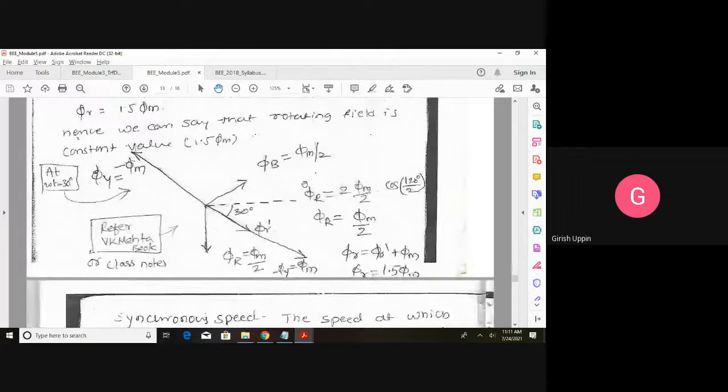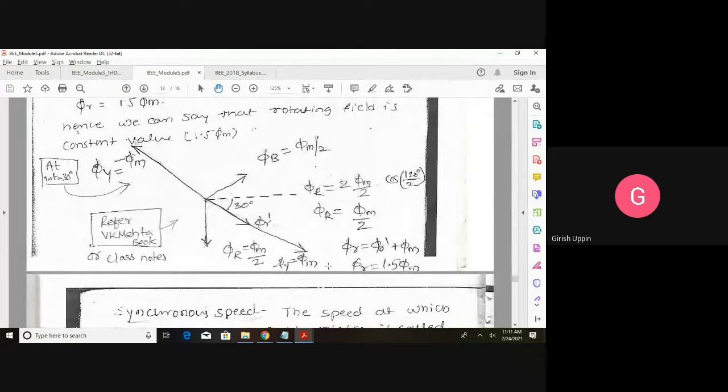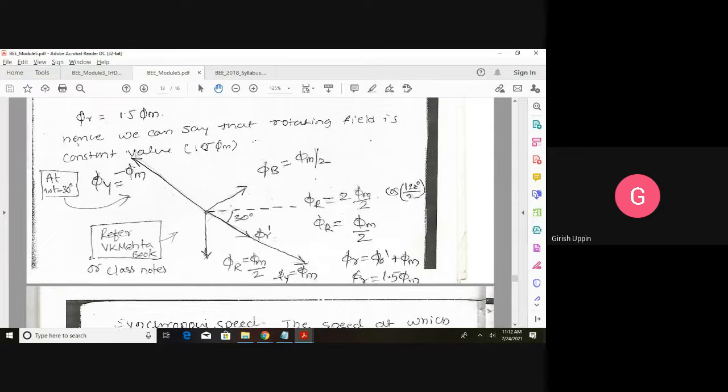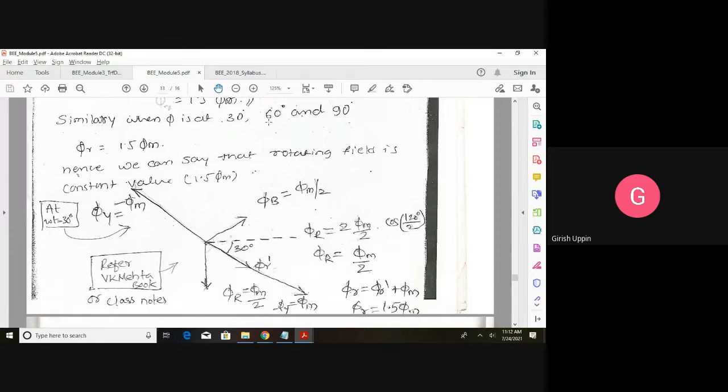Now the resultant flux is 1.5 phi m only, but it has moved to 30 degree from the reference. Similarly, if I take omega t equal to 60 degree, it will be 1.5 and it will move by 60 degree. If I take omega t as 90 degree, the resultant flux would be 1.5 phi m, but it will move by 90 degree. So on. If I take 180 degree, it will move by 180 degree, and the magnitude will remain 1.5.